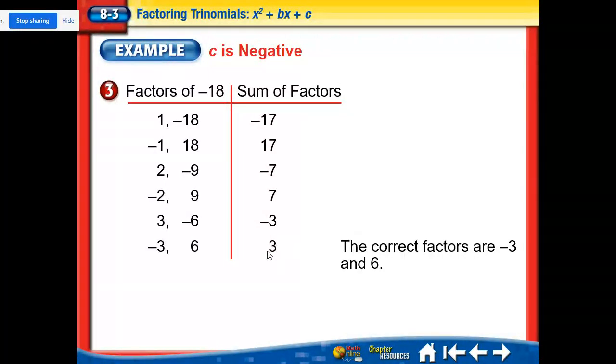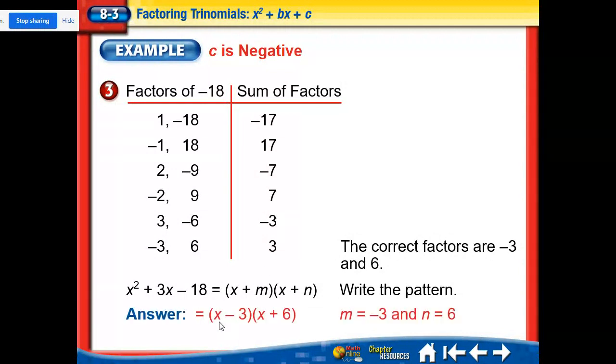And we finally get 3 here, so negative 3 and 6. So we're going to write it as x minus 3 and x plus 6. If you rewrote it as x plus 6 and x minus 3, it doesn't matter. That's fine. Those are acceptable.